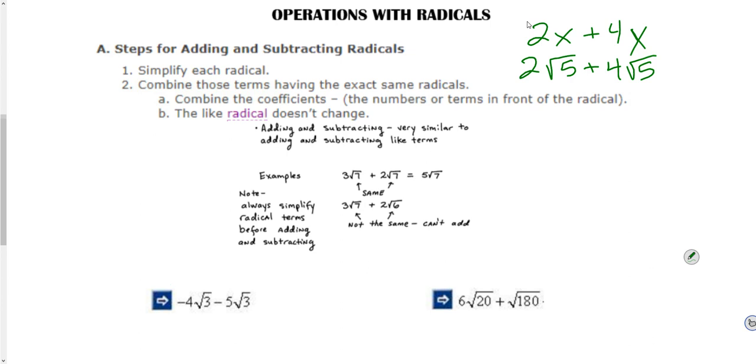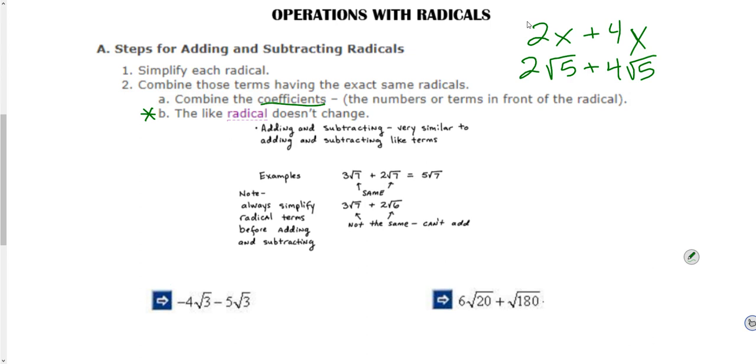So it says, simplify each radical, combine the terms having the same exact radical. So that's the like terms example I gave you up here. So when it says to combine the coefficients, that's when I said just use the numbers in front, and then the radical doesn't change. This is the big one that people mess up on sometimes. Radicals don't change when you add and subtract.